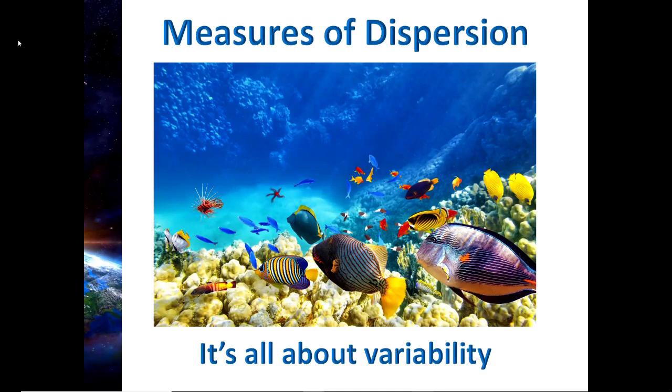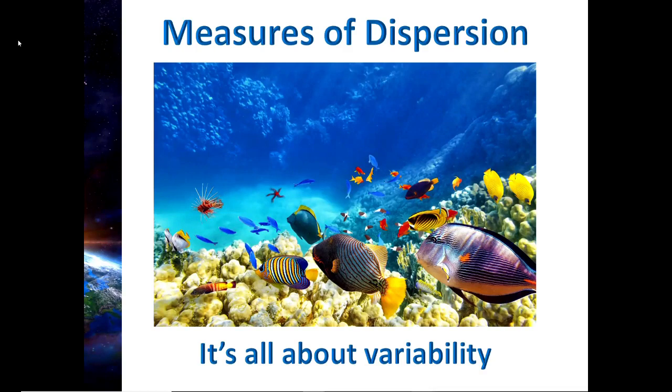Variability, right? When we talk about things being variable, all we're saying is that they're different from each other. Whether we're talking about fish or numbers, it's the same concept. Fish can be variable, numbers can be variable. So in this chapter, we're going to talk about variability in numbers, and the different ways that we have of measuring variability in a data set.